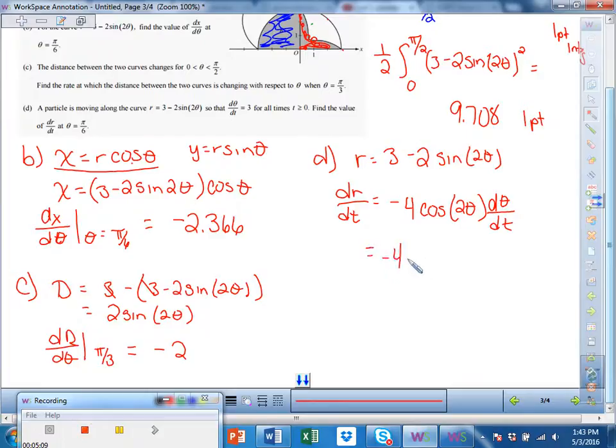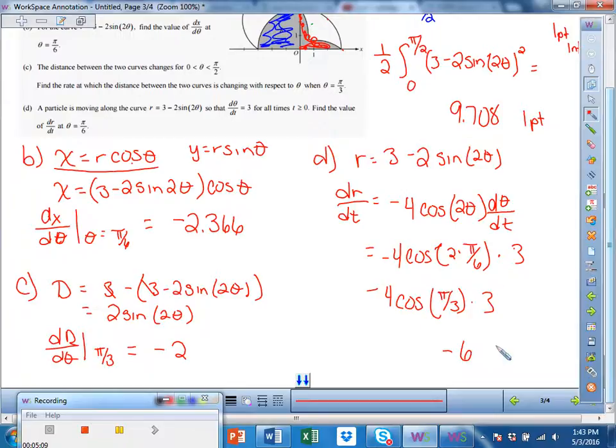So this is negative 4 cosine of 2 times pi over 6. Now, if I had time and I still had my calculator, I would not be doing this by hand. I would be using the calculator, times 3. So that's negative 4 cosine of pi over 3 times 3. And apparently that will give you negative 6. I think. Okay? Also, know your unit circle. Don't miss the question because you can't find cosine of pi over 3. Okay? Any questions? Okay, are we all good? All righty.